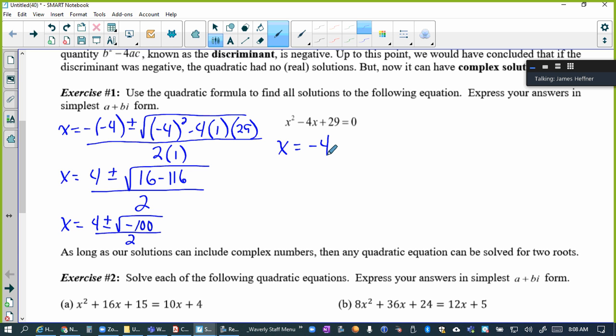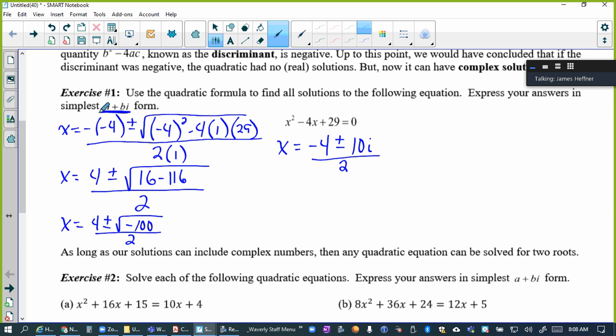So this would be -4 plus or minus the square root of negative 100. Yeah, we got that. Perfect. 100's a perfect square, right? What's the square root of 100, guys? 10. So square root of 10 times square root of -1. Right. In other words, just 10i, isn't it? All over 2. Okay. But most of the time we want to get that in this form, a plus bi. It's not quite in that form, is it?